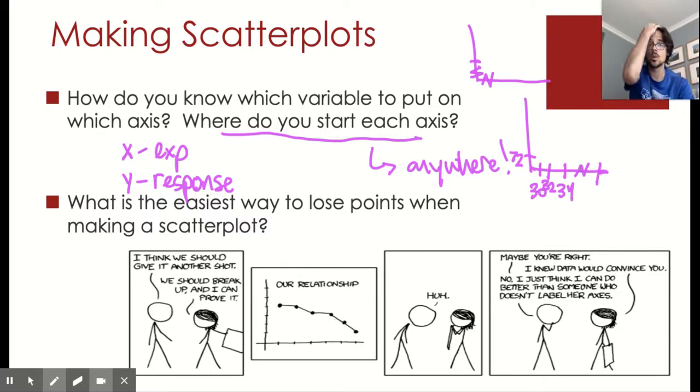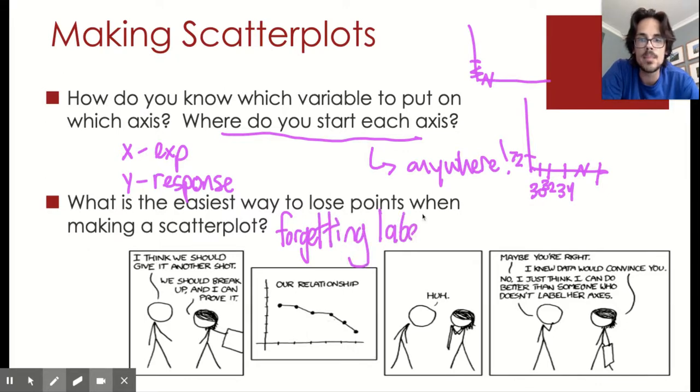You guys already know how to make scatter plots pretty well, so this should not be too big of a deal overall in this section. So, bottom part right here, what is the easiest way to lose points when making a scatter plot? Forgetting labels.